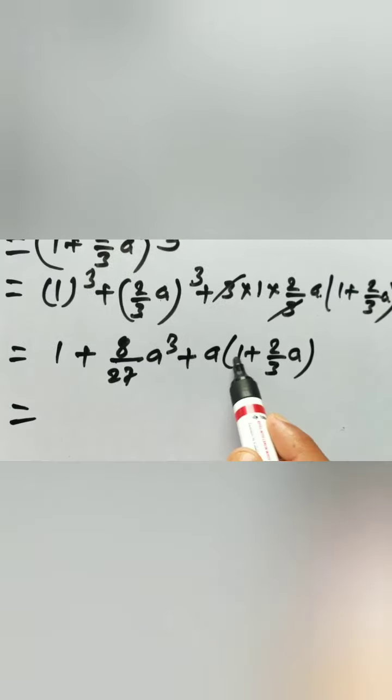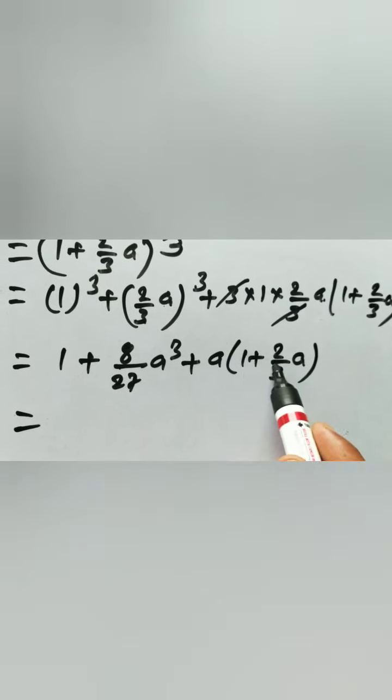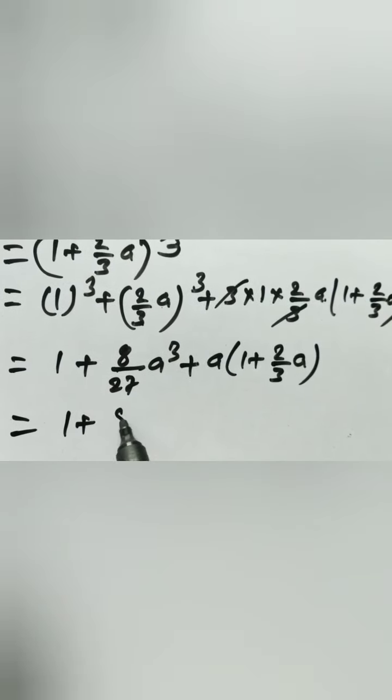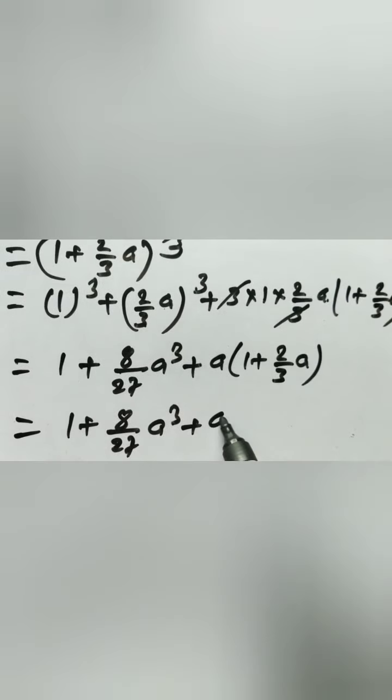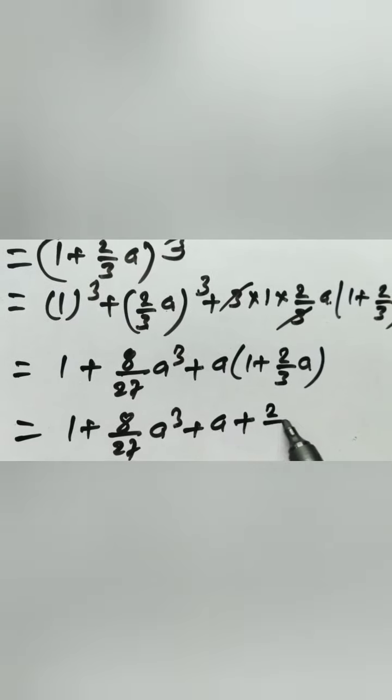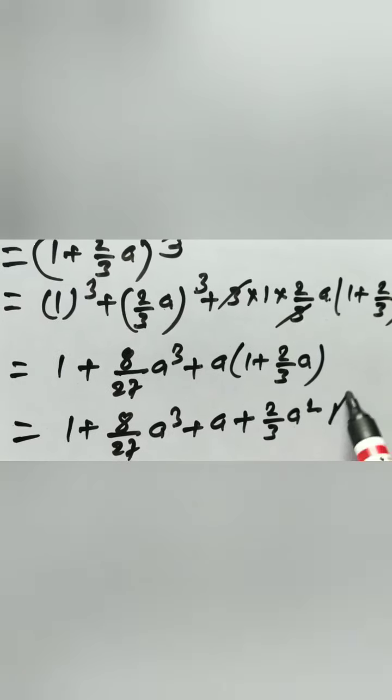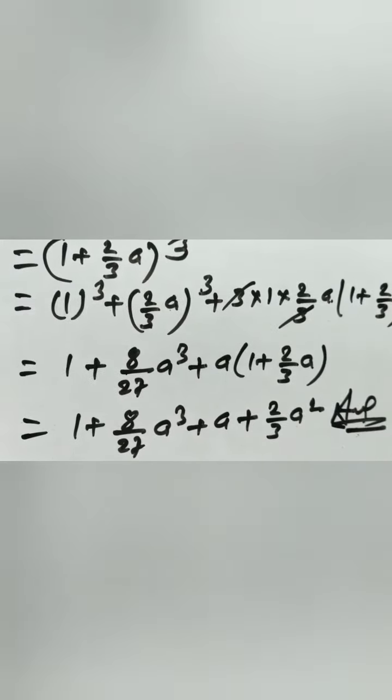Now remove this bracket by multiplying with a, then 8 upon 27a cube plus a multiplied by 1 will be a, and 2 by 3a multiplied by a will be 2 by 3 a square. This is your answer.